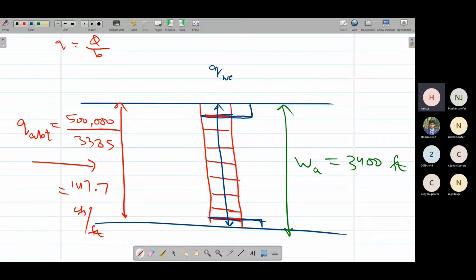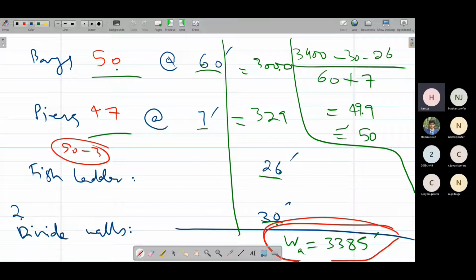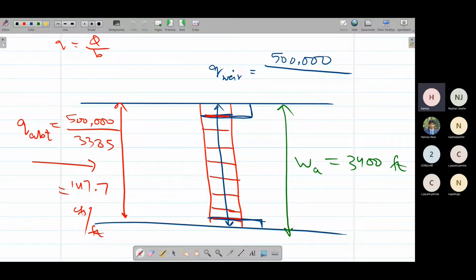And the discharge in this portion where the weir or barrage is constructed, we'll call it Q weir. This would be the same discharge over a lesser area for passing of water, because these piers, this fish ladder, and these divide walls would block the water. So the water can only pass through this 3,000 feet, only the bays. So we'll divide by 3,000 and we'll get a higher value of discharge, that would be 167.7 CFS per foot.